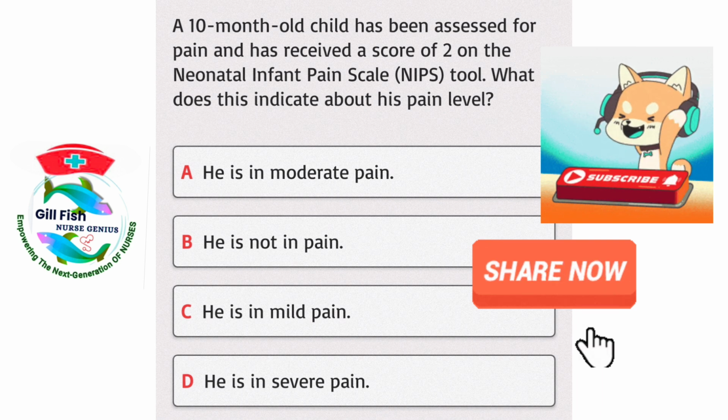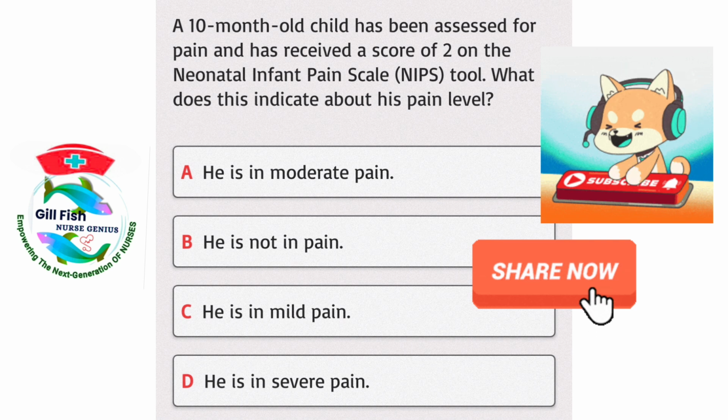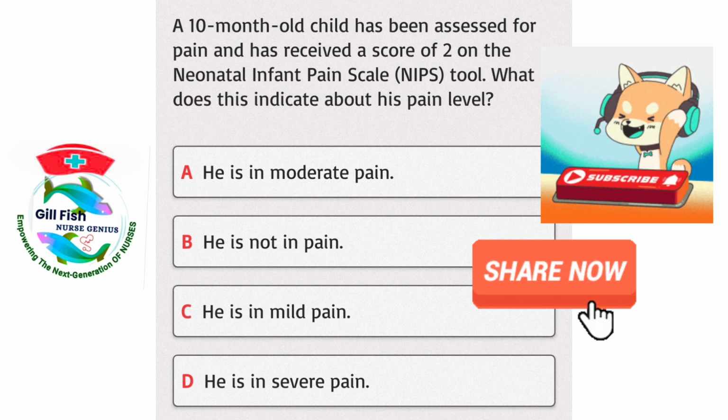A 10-month-old child has been assessed for pain and has received a score of 2 on the Neonatal Infant Pain Scale, NIPS tool. What does this indicate about the pain level? The score is 2. Option A, he is in moderate pain. Option B, he is not in pain. Option C, he is in mild pain.